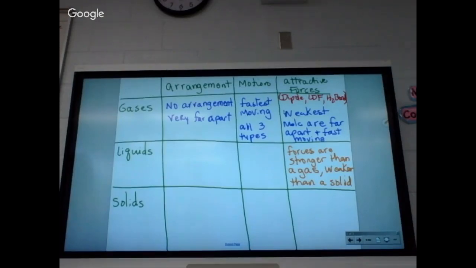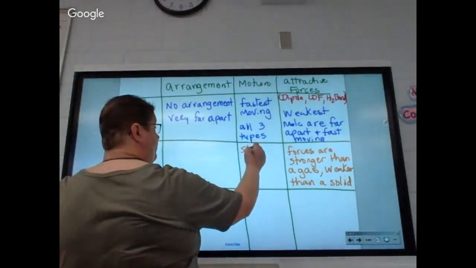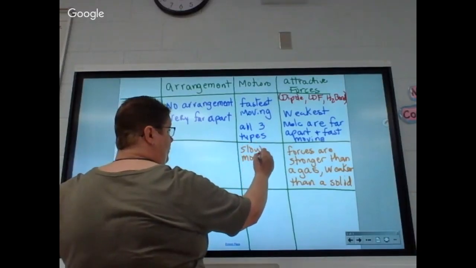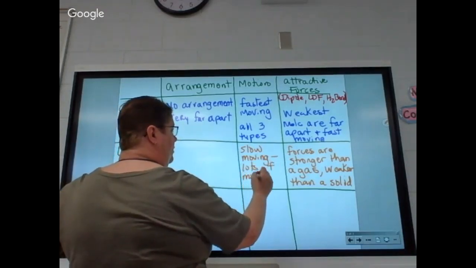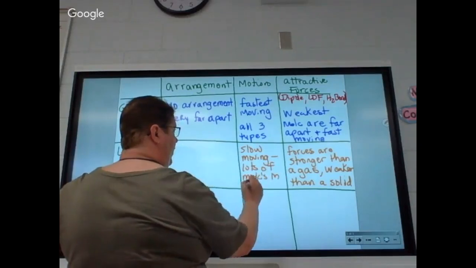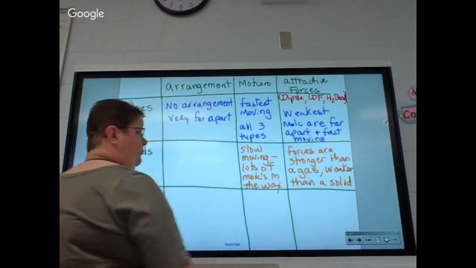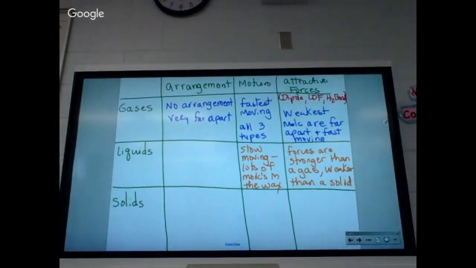Now, liquids would be like going up the hall during class change. They can move around. Is it easy to move around? No. They're going to bump into people, but you can move. So, what can you tell me about liquids? Are they fast moving or slow moving? They're going to be slow moving. There are lots of molecules in the way of a liquid.